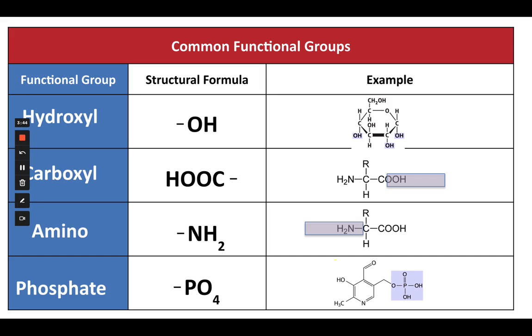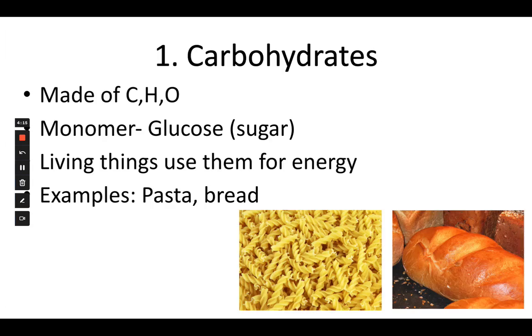We have the amine or amino groups, which is nitrogen and 2 hydrogens, and so you can see again in the amino acid example. And finally, we have phosphate functional groups, which you can see there on the amino acid. And so really, it's just remembering these different portions of the formulas and understanding that they go into and give identity to each of the different macromolecules that we are going to be discussing. So let's go ahead and dive right into our discussion on macromolecules.